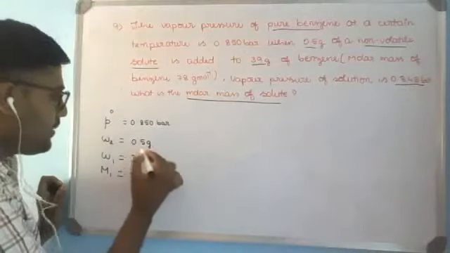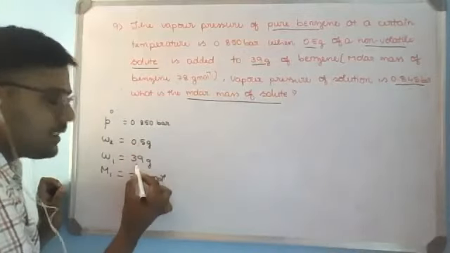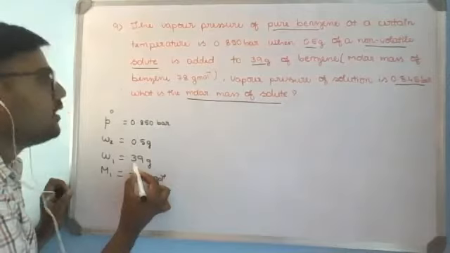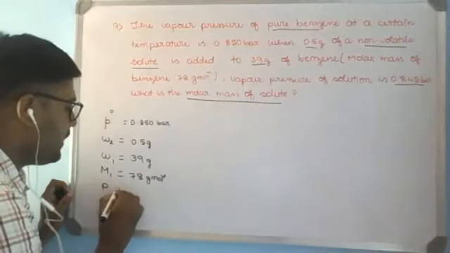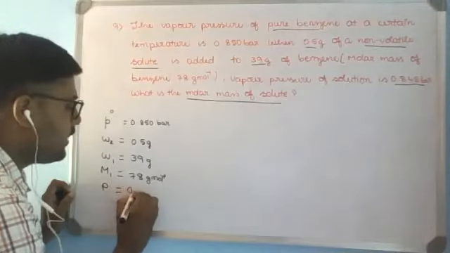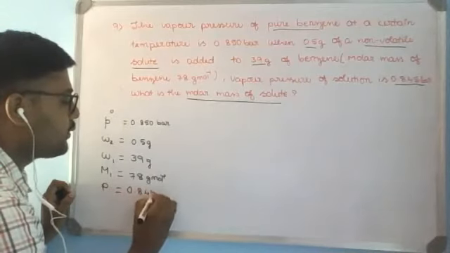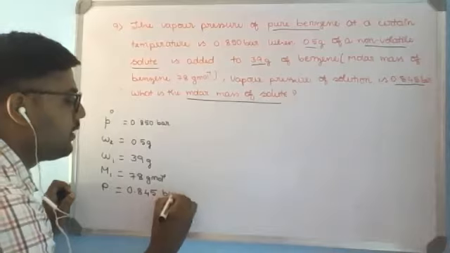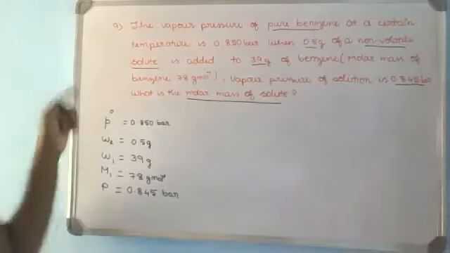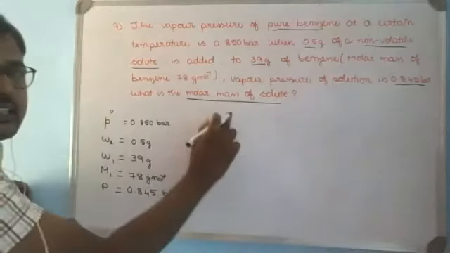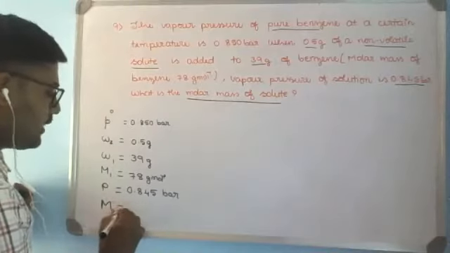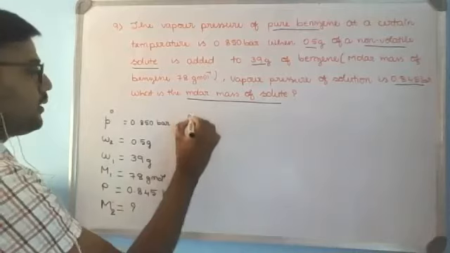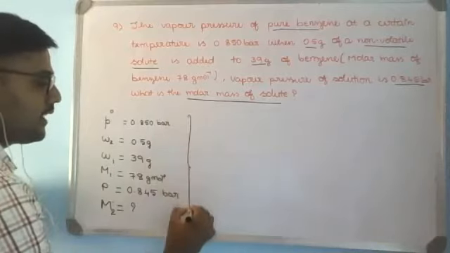Now with the given mass of solute added to 39 grams of solvent, the solution's vapor pressure, that is P, is found to be 0.845 bar. With this given information, they are asking us to calculate the molar mass of solute, that is M2. Hope the segregation of the data is clear.